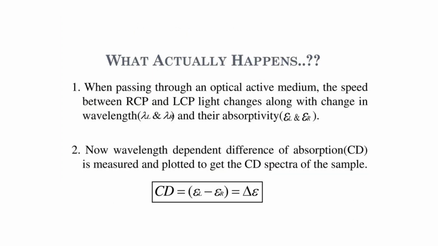So what actually happens here? When passing through an optically active medium, the speed of the RCP and LCP light changes, along with the change in their wavelengths and their absorptivity. Now the wavelength dependent difference of absorption is measured and plotted to get the circular dichroism spectra of the sample. So CD is measured by the difference between the absorptivity of LCP and RCP. So it's delta epsilon.